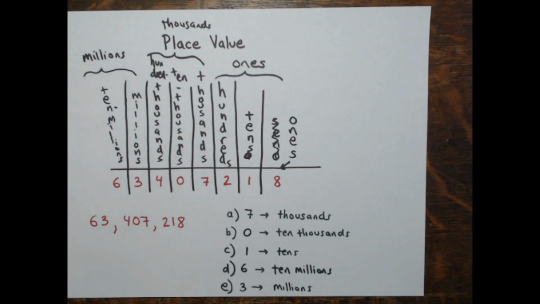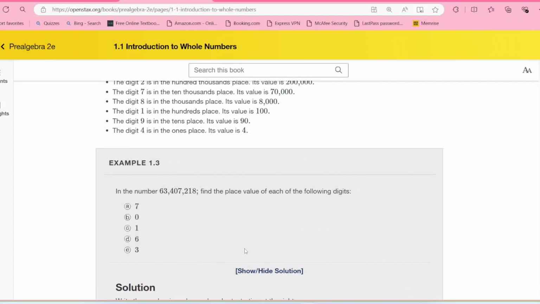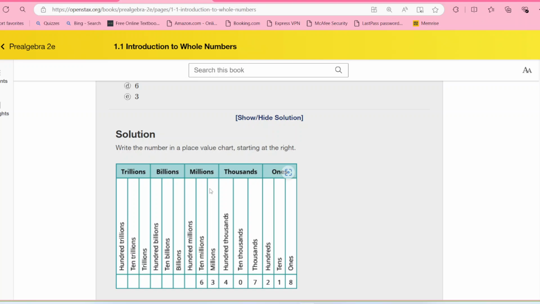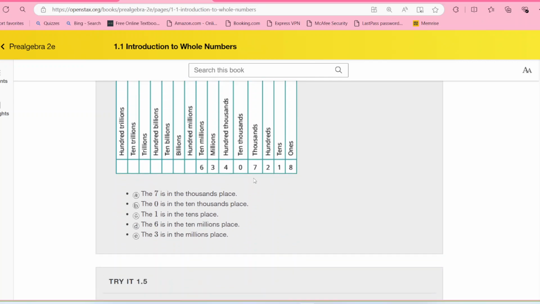Okay. So let's take a look at the solutions in the book here. So they write out, again, a little place value chart starting at the right. And yes, 7 is in the thousands, 0 in the 10,000s, 1 in the tens, 6 in the 10 millions, and 3 in the millions, as we stated on paper. Great.